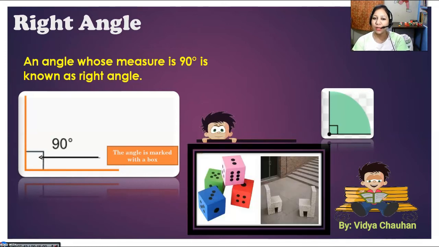So, what are the real life examples? Yes, you can see there are dice. The dice which you use while playing Ludo are the best example of a 90 degree angle, a right angle, and so are the chairs which are present at your home. Similarly, you can find many more shapes which are connected with a 90 degree or right angle.